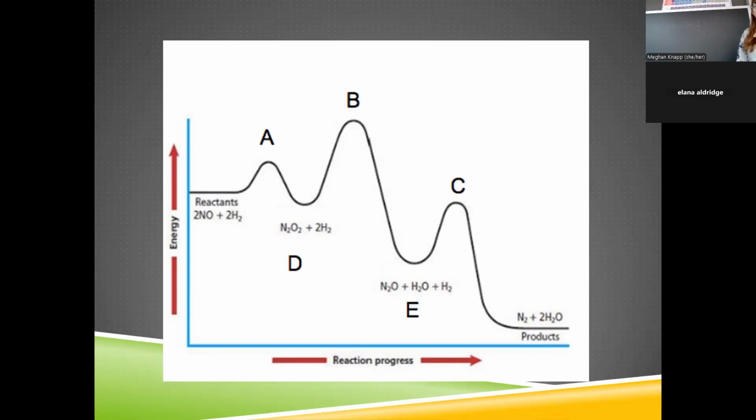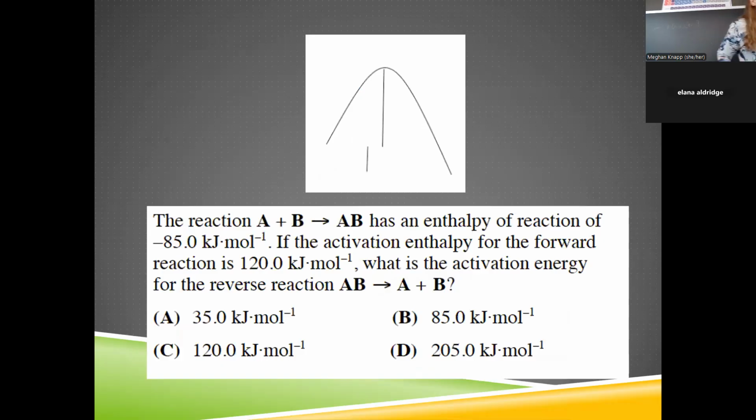Did we say how many steps this was? 3 steps. And is this endothermic or exothermic? Exothermic, because the products are lower in energy than the reactants. All right. This diagram is just to give you an idea of overall what the energy diagram would look like. But the question is taken from an ACS exam.